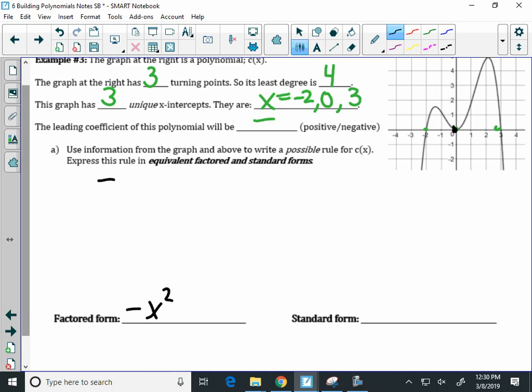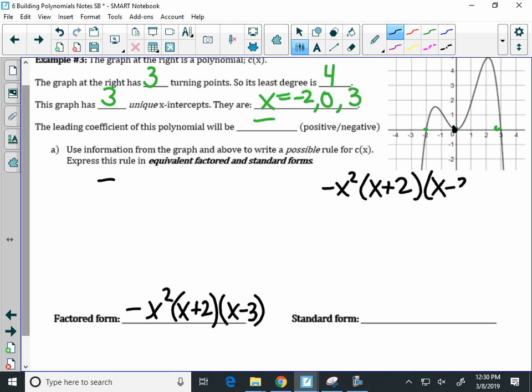All right, what's the factor going to be for the root of -2? X plus 2, and it has a multiplicity of 1. And what's the factor for 3? X minus 3. And it also has a multiplicity of 1 because it cuts straight through. So there's my factored form. We just need to multiply it together now. I'm going to rewrite it over here so we lead right into the line where I want to write the standard form. But all we need to do is now multiply all those factors together.